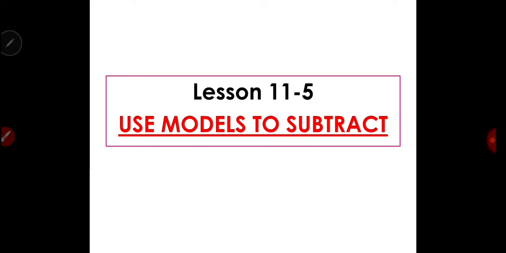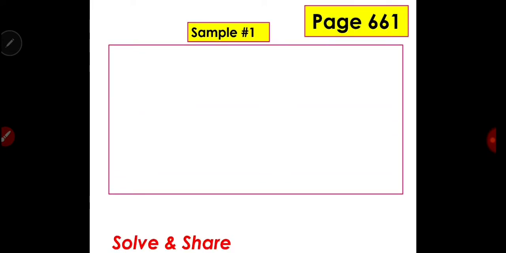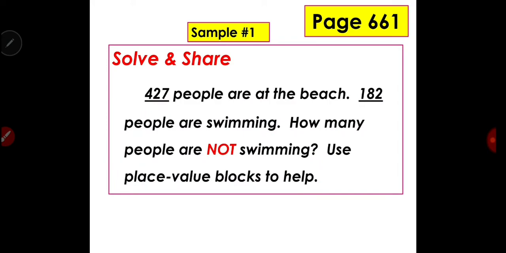Again, our lesson is all about using models to subtract. Let us try sample number 1. Solve and share. 427 people are at the beach. 182 people are swimming. How many people are not swimming? Use place value blocks to help.